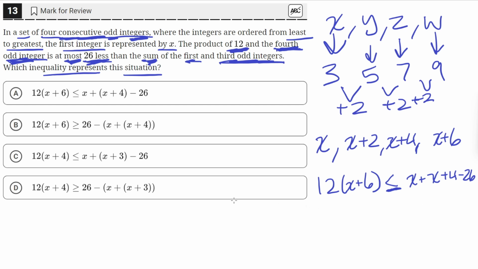If we look at the answer choices, we see that A is equivalent to this. All they did was, for the third odd integer, put a parenthesis around the x plus 4. So A represents this situation.